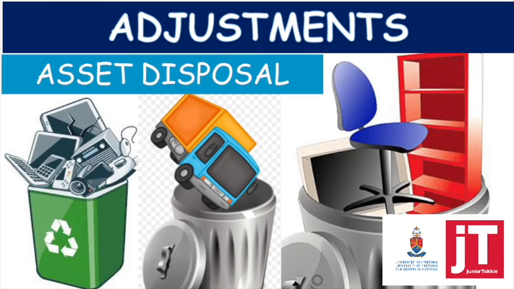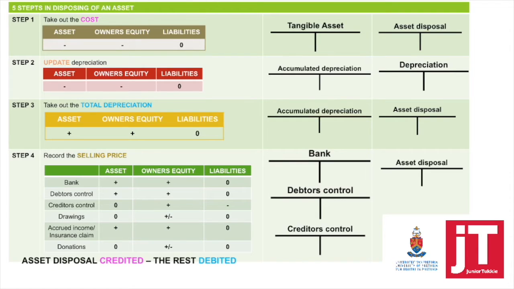We are going to focus now on adjustment asset disposal. We're just going to revise the steps very quickly. Step number 1, take out the cost. To take out the cost, it means the tangible asset, which could be vehicles, equipment, or even land and buildings, is credited and the asset disposal account is debited. That's why your assets minus, owner's equity minus.